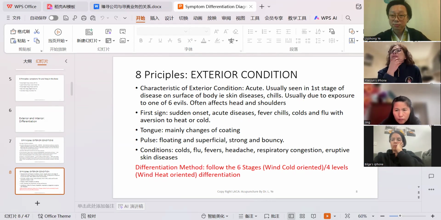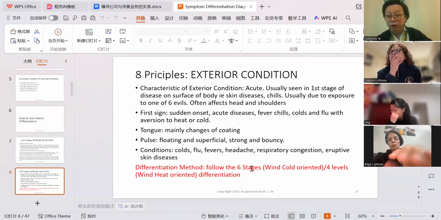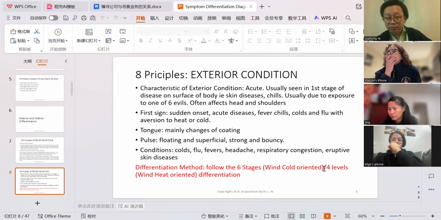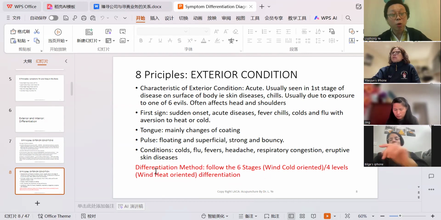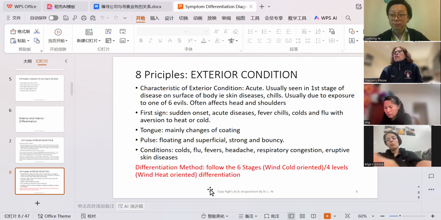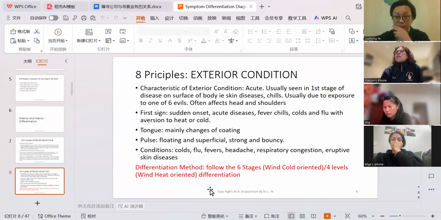I guess it depends on the symptom they present. Yeah, so I already wrote in red here: follow six stages for wind cold oriented and four levels for wind heat oriented. But how do you know it's wind cold oriented or wind heat oriented? It's their symptoms. Wind cold tends to have aversion to cold, right? And wind heat, aversion to heat.